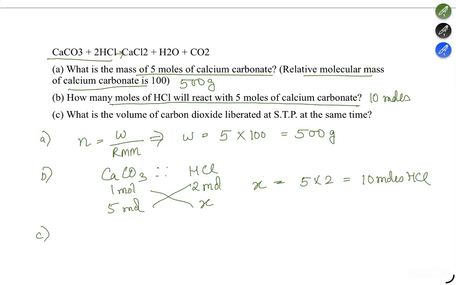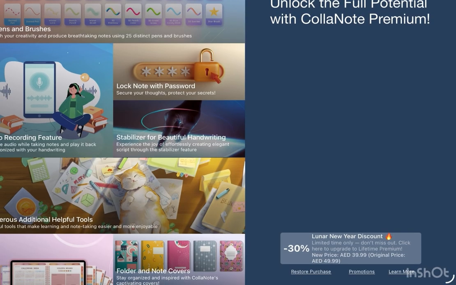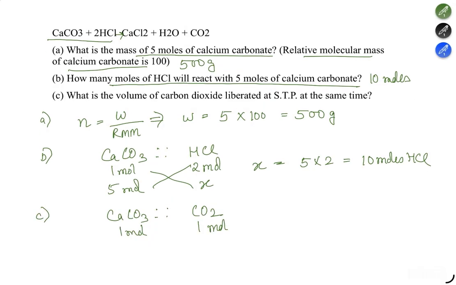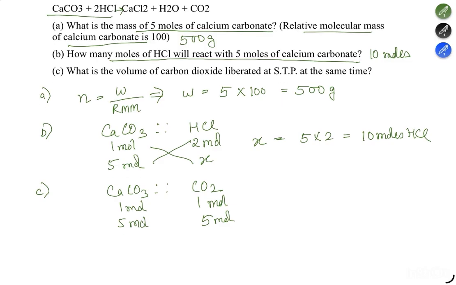What is the volume of carbon dioxide liberated at the same time? So again I can take the same ratio, calcium carbonate to carbon dioxide. It's my standard equation. One mole of this produces 1 mole of carbon dioxide. So we can see here 1 mole of calcium carbonate produces 1 mole, and in the question we have 5 moles present, so it will produce 5 moles of carbon dioxide, but we have to calculate the volume. So how can we calculate the volume of the carbon dioxide?